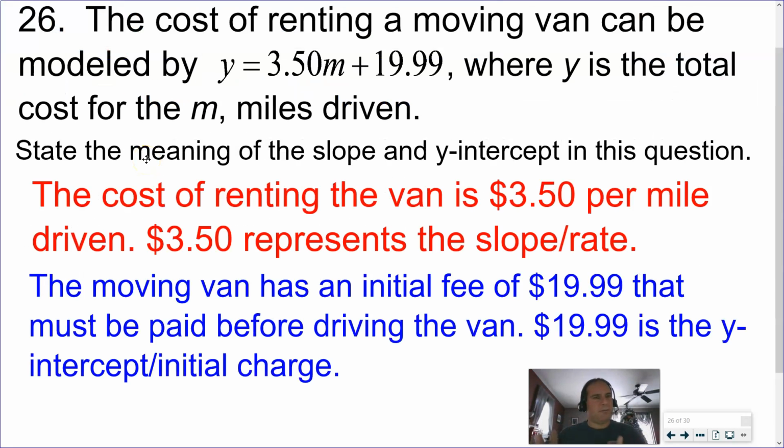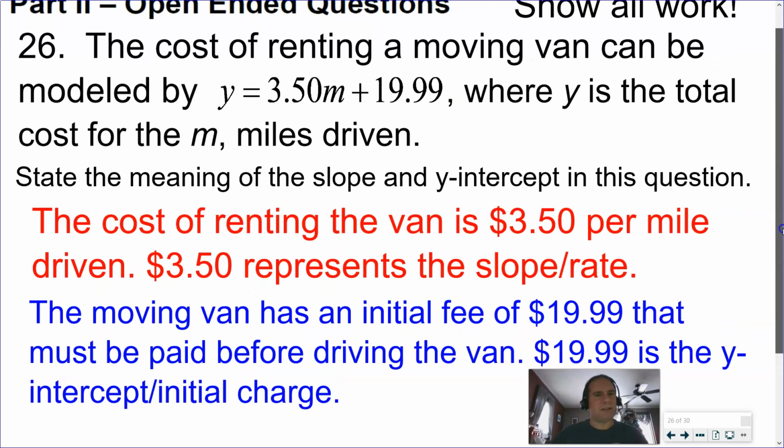Okay, so I'm hoping that you could see everything here and you understand what we'll go over exactly what's going on. Number 26 is asking to state the meaning of the slope and the y-intercept, and here we have it. The cost of renting the van is $3.50 per mile driven. Right, the 3.50 represents the slope or the rate. And then the moving van has an initial fee of $19.99 that must be paid before driving the van. Right, $19.99 represents the y-intercept, the initial charge. So this is what you should put down as an answer.